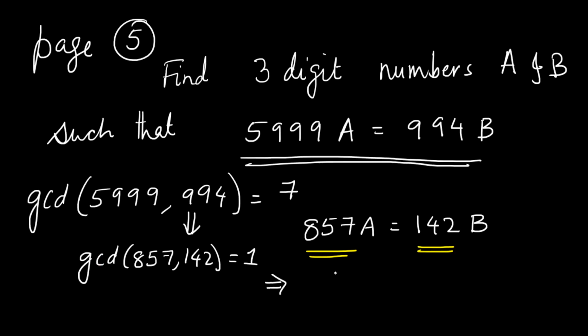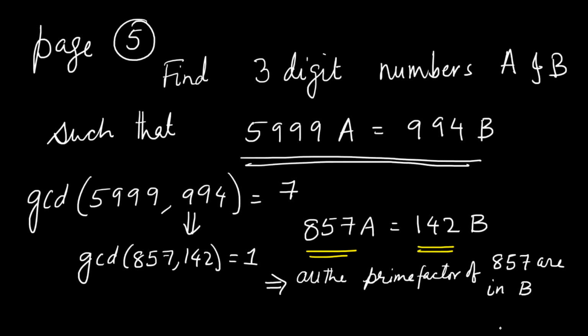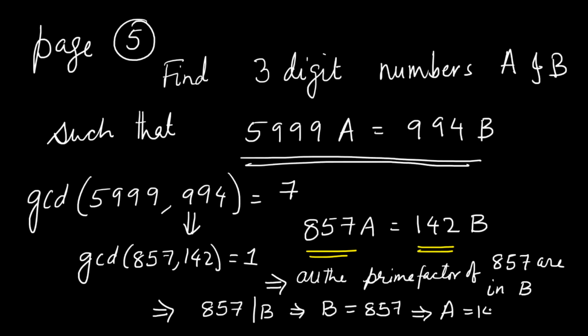The two numbers on both sides are the same, and this implies, and this is a big step, that all the prime factors of 857 are available in the prime factorization of B, and this implies that 857 divides B. But B is a 3-digit number, so B is equal to 857, and that quickly implies that A is equal to 142, and that's the end of the problem.